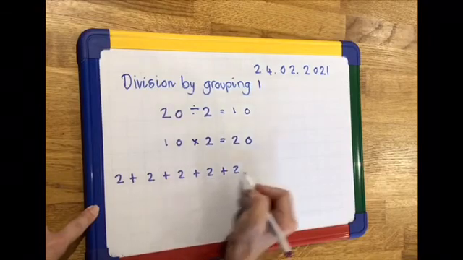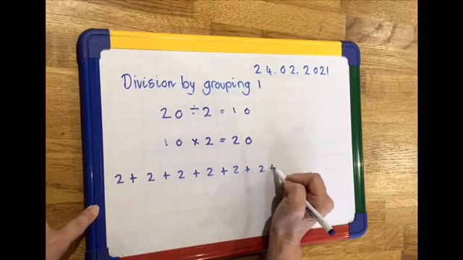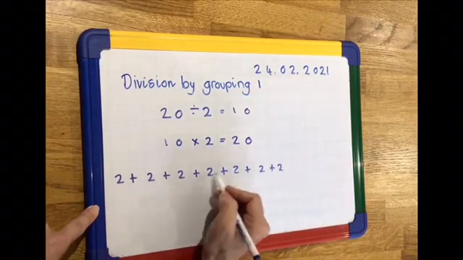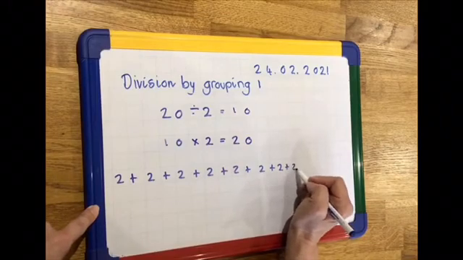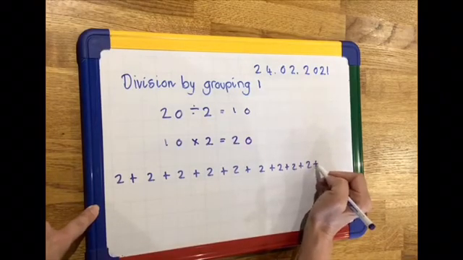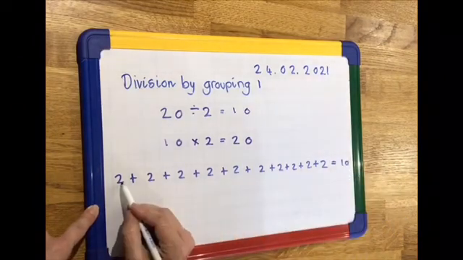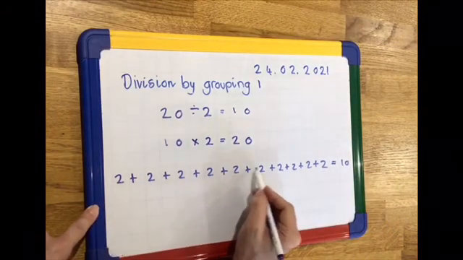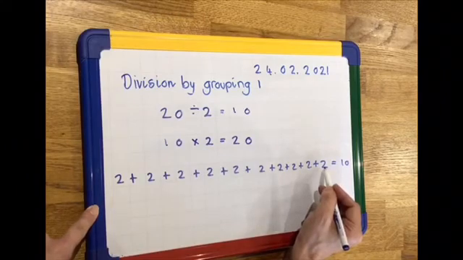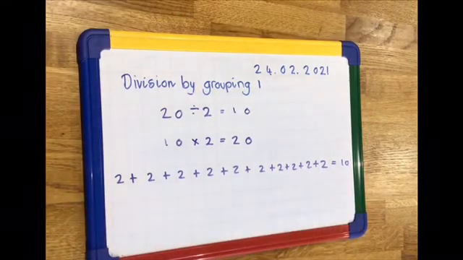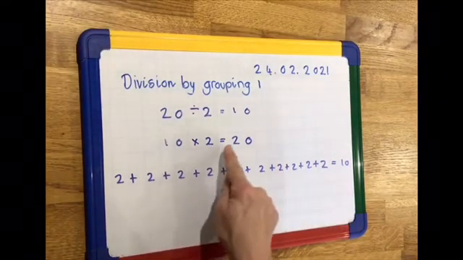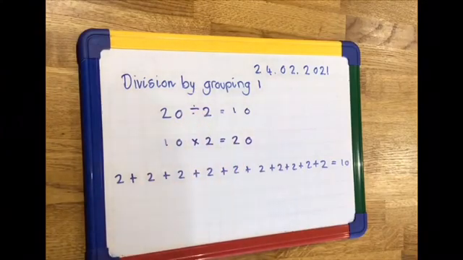That's 1, 2, 3, 4, 5. Add 2, add 2. 1, 2, 3, 4, 5, 6, 7, 8, 9. So 10 lots of 2 will equal 20. 2, 4, 6, 8, 10, 12, 14, 16, 18, 20. So there are 10 lots of 2 in 20. So 10 times 2 is 20, so 20 divided by 2 is 10.